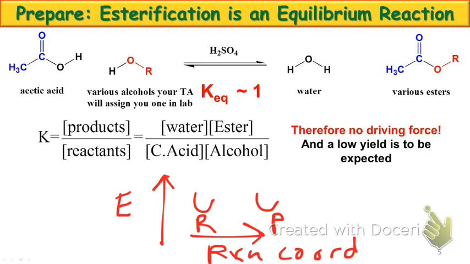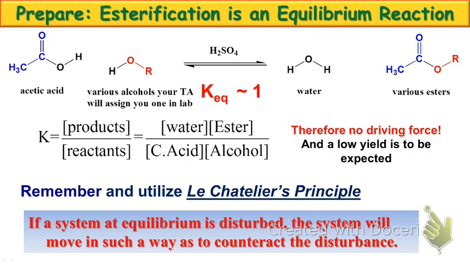Well, if we're going to try and make our ester in high yield, we need to make a lot of product. If there's no driving force, we need to somehow change our reaction conditions, adjust them so that we can maximize the yield of our product. Okay? How can we do that? Now you can answer. Le Chatelier's principle. We can go back to that funny French man or woman. I actually don't know. Okay?